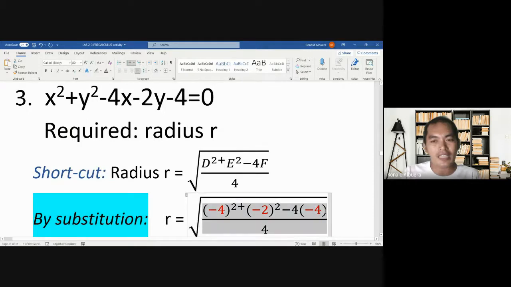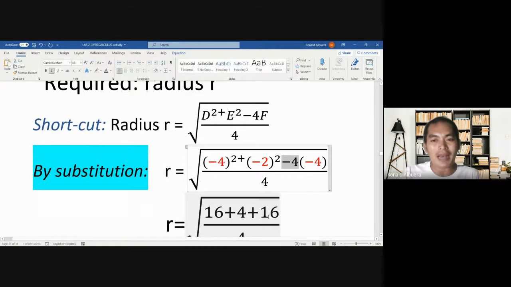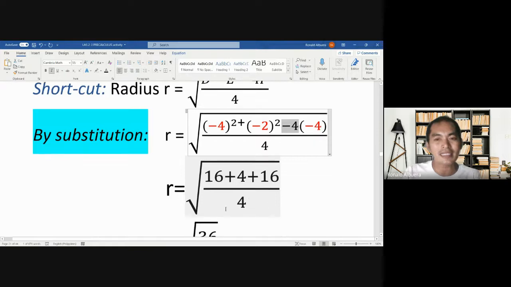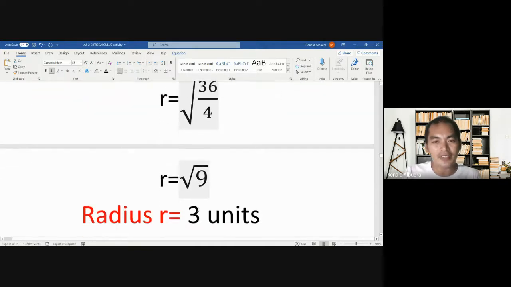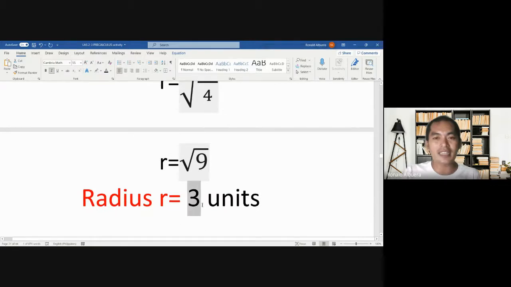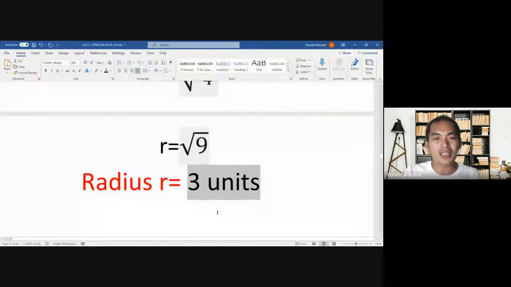Negative 4 times negative 4 is positive 16. Then adding the numerator, 16 plus 4 plus 16 is 36. Divide 4 is 9. Square root of 9 is 3. So the radius has a length of 3 units.